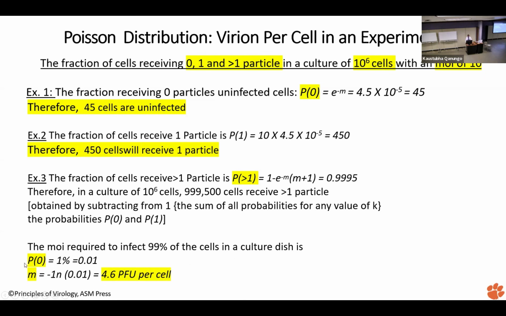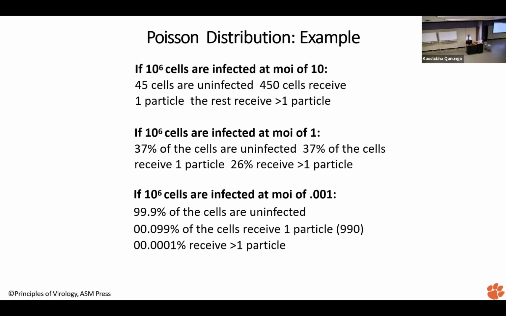So if you now calculate the MOI, ln of 0.01, you calculate that it is 4.6. So that's pretty much it. You will see that this is the example of that, and we will stop here.